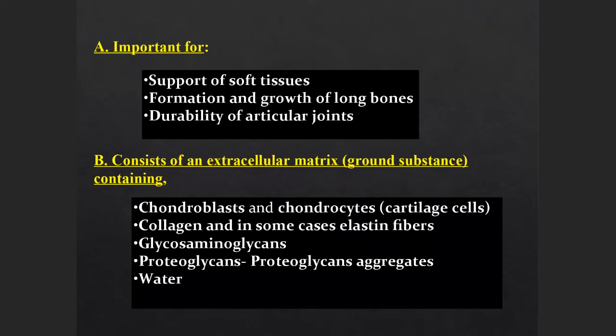Then it has collagen, as we have already discussed. Then it has glycosaminoglycans. Then it has proteoglycans. This is again one important feature, and proteoglycans contain proteoglycan aggregates. And then water. So basically it has cells, that is chondroblasts and chondrocytes, collagen, glycosaminoglycans, proteoglycans, which consist of proteoglycan aggregates, and water.